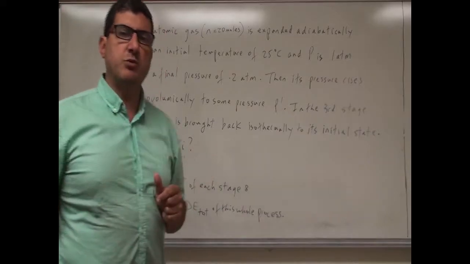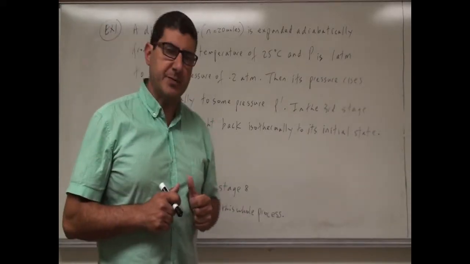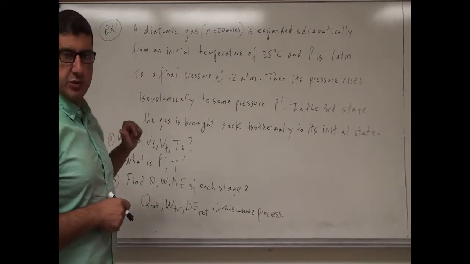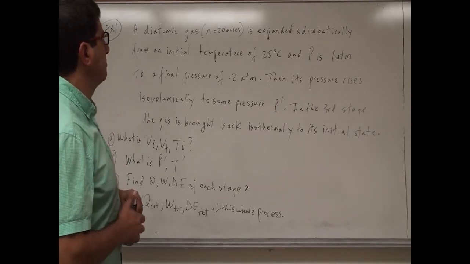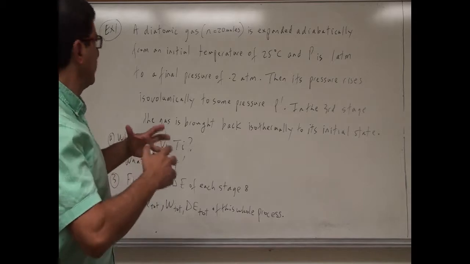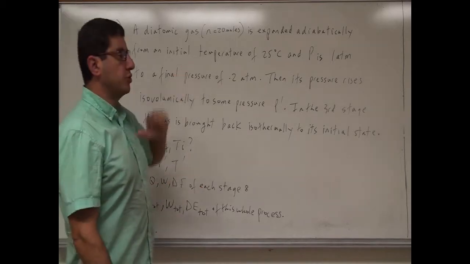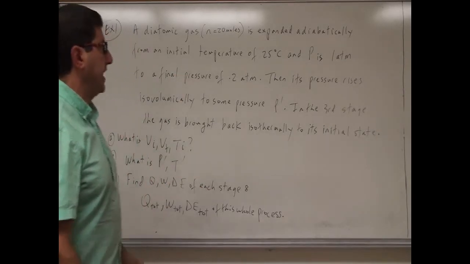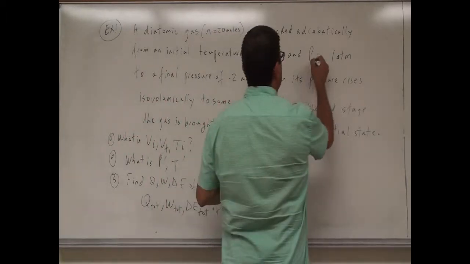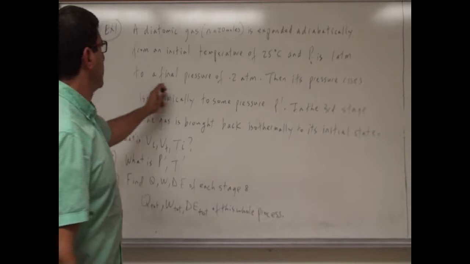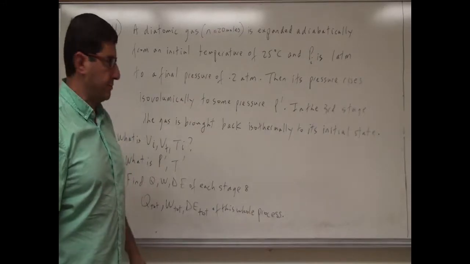Okay, welcome back. Now that we've covered the topic of adiabatic expansion, we're going to do a couple examples with it. Example 1 says a diatomic gas, n equals 20 moles, is expanded adiabatically from an initial temperature of 25 Celsius and pressure P of 1 atmosphere. So that is its initial pressure, 1 atmosphere, to a final pressure of 0.2 atmospheres.